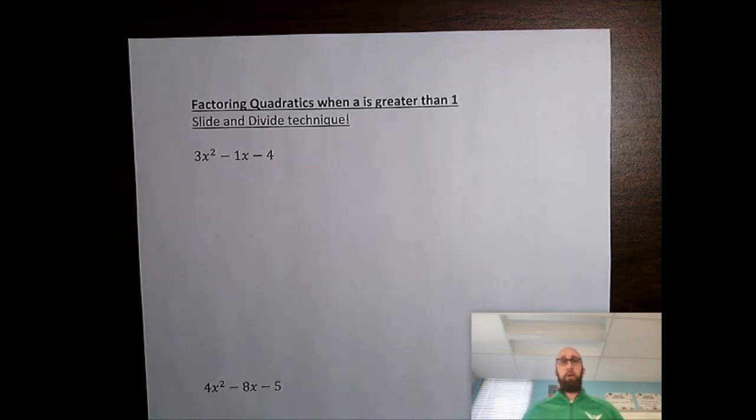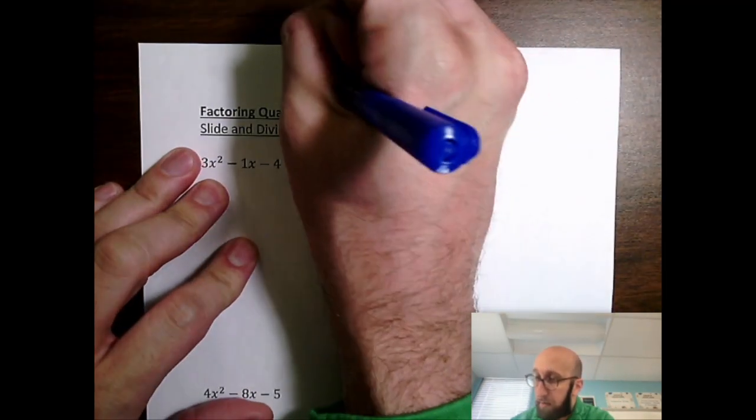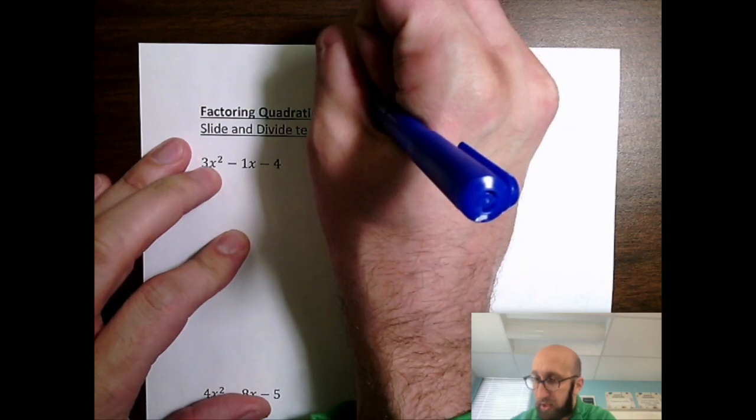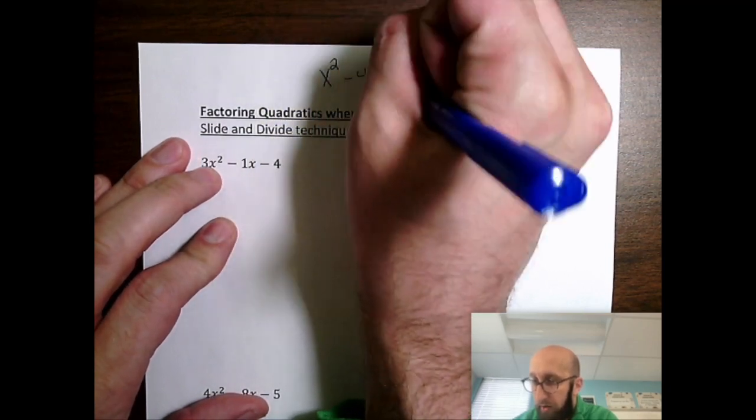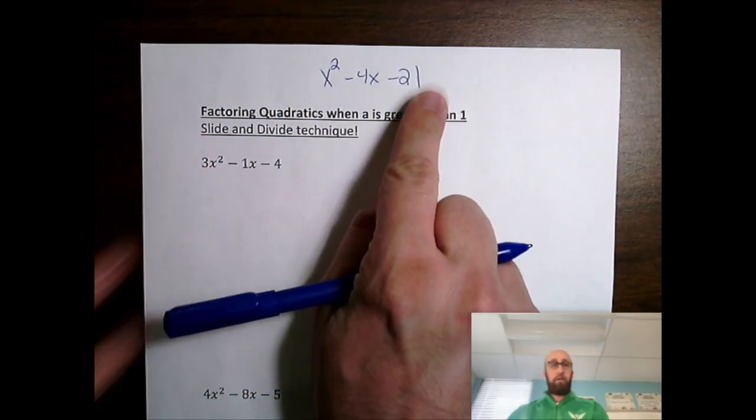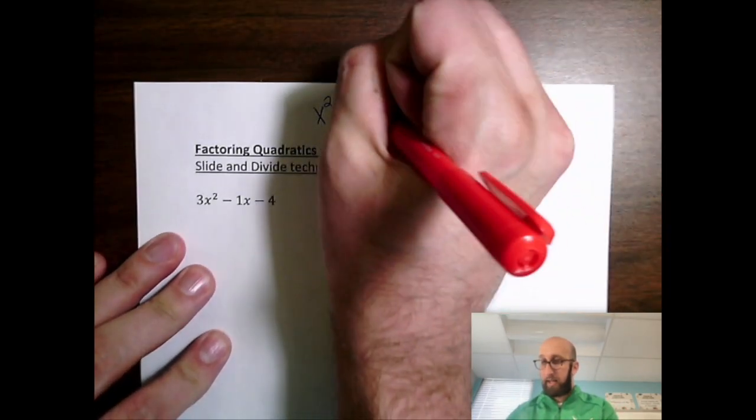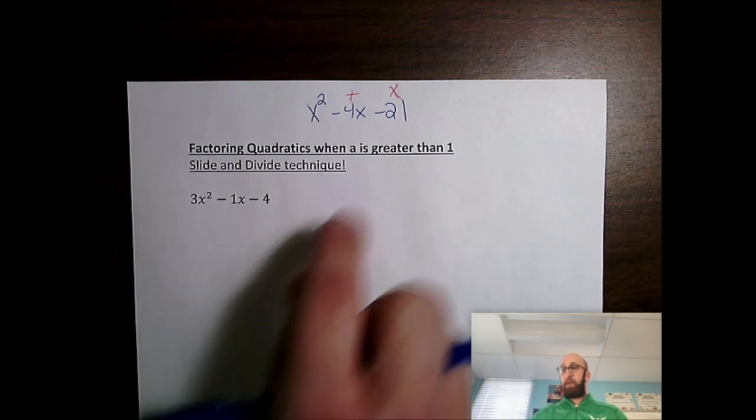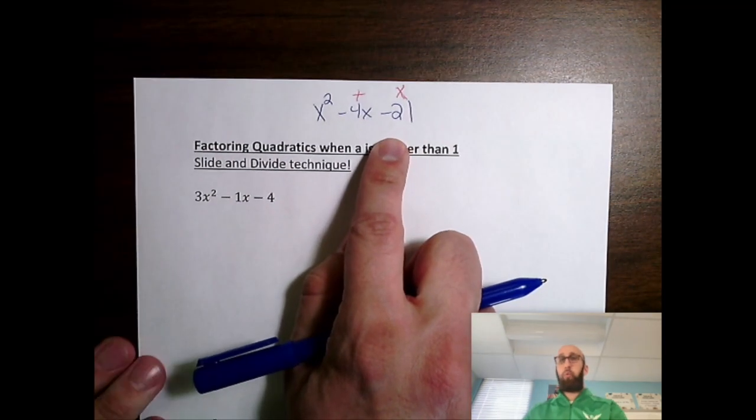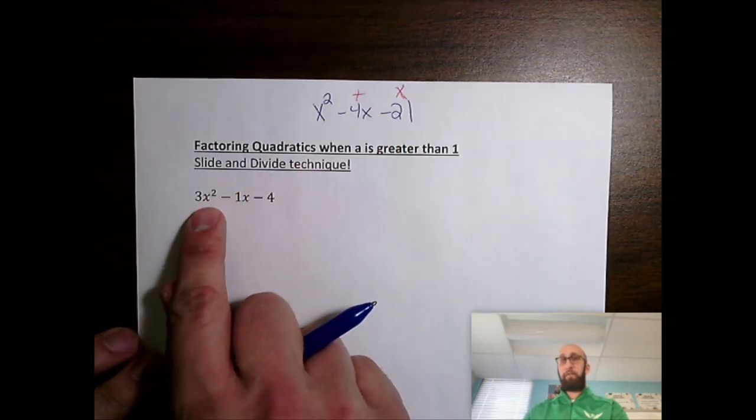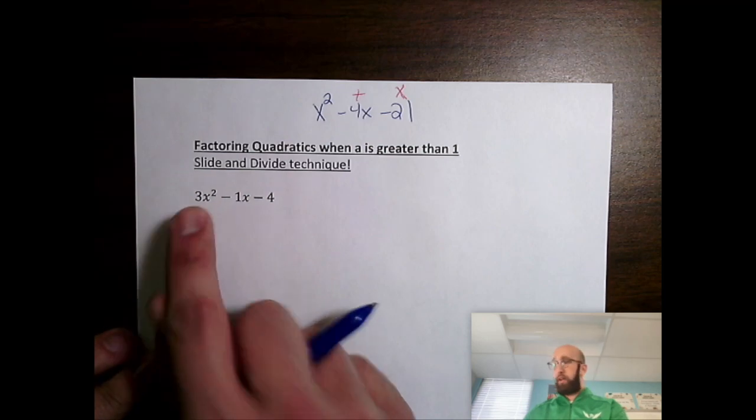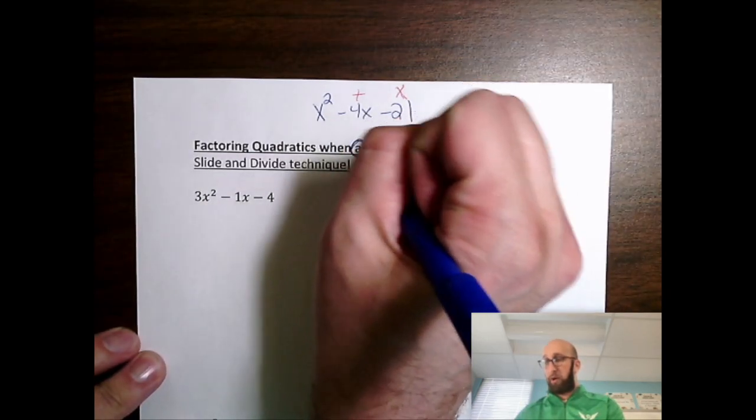In this video, we're going to talk about factoring quadratics when a is greater than 1. I have other videos that talk about factoring quadratics, like if you have x squared minus 4x minus 21. Those are the types of problems where we multiply to the back and add to the middle. That technique doesn't work as easily whenever there is a number out front. That specific spot is what we call a.